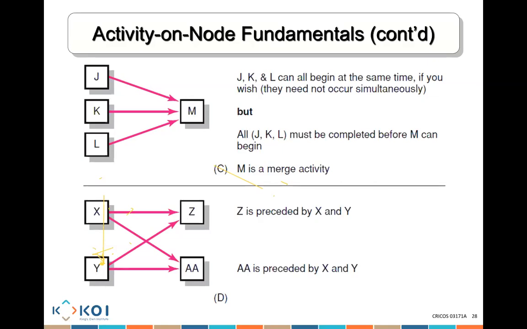What about Y? Is it a burst or a merge activity? It's a burst because there are two activities going from it. Does that make sense? Yes, sir. Do you understand? If anyone is not clear, you better ask. All the questions are good questions. You just need to ask me.